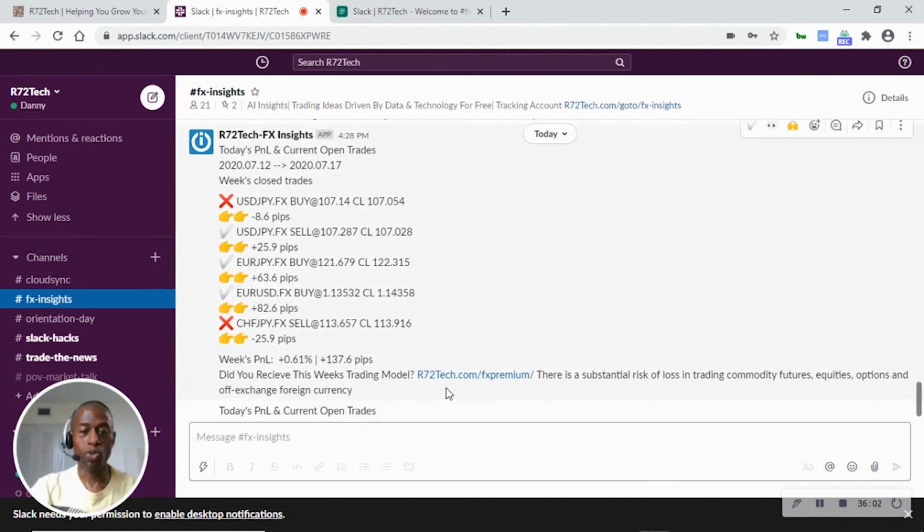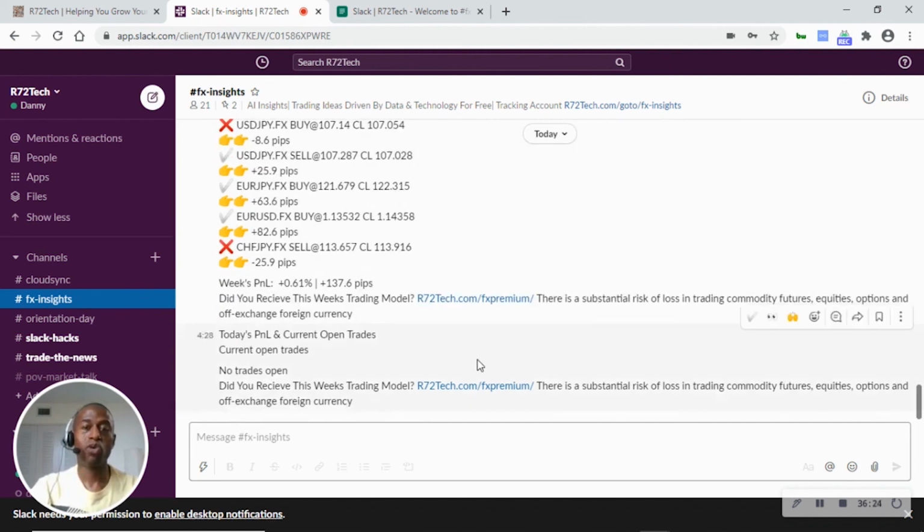And then you also have the tracking account, which you can visit, which will show you the cumulative outcome of all the AI insights shared since inception. So this way you can see how everything is coming about within the FX Insights channel slash trading model. And that is it, folks.